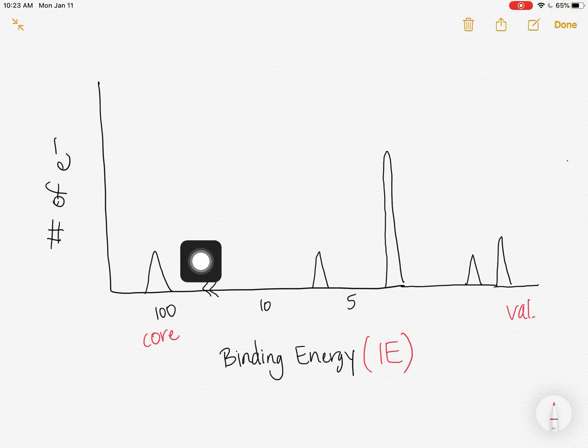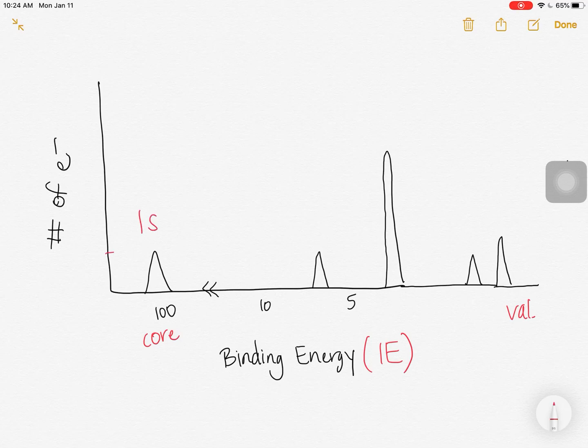How did I know that? Again, because this takes way more energy to remove than this, according to my graph. So that must make the valence down here. So then all we do is we start with our electron configurations, and we say, okay, what electrons would require the most energy to remove? Well, they would be the 1s.